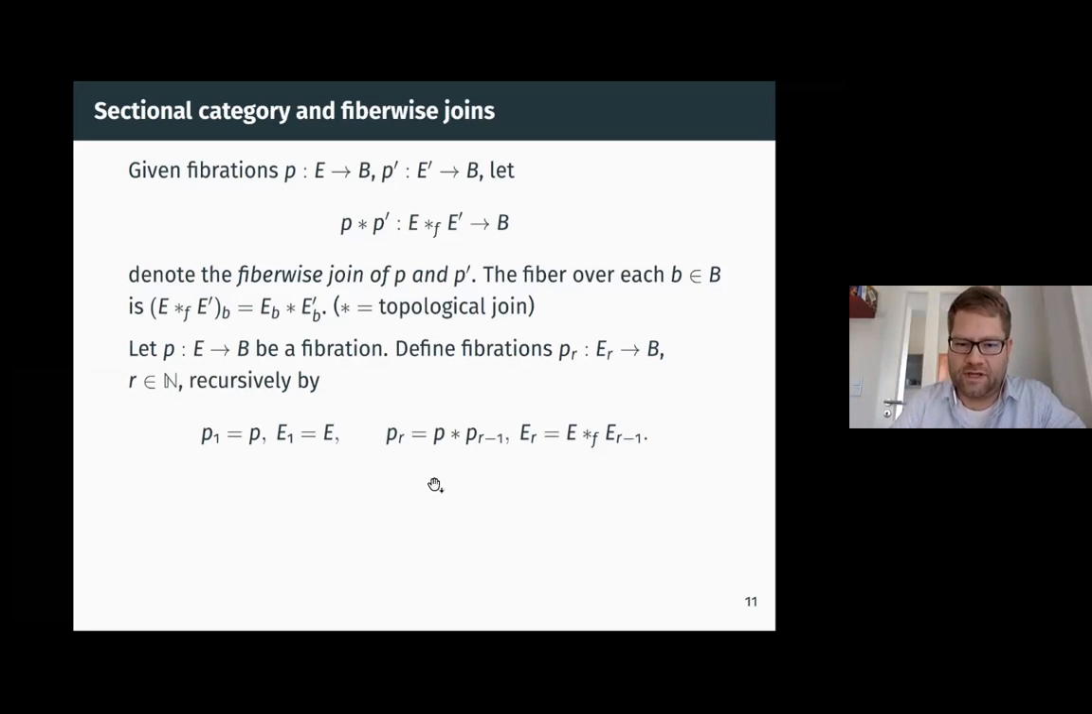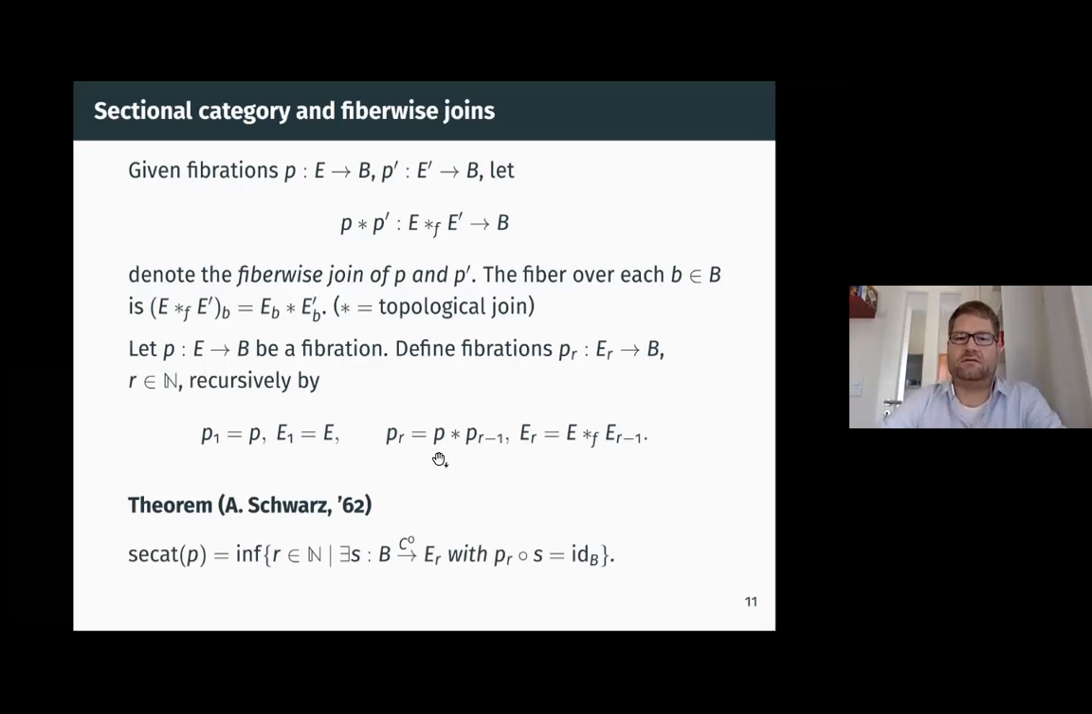I think maybe the main result of Schwarz's seminal paper on sectional category is that the sectional category of the fibration is the smallest number r such that the fibration P_r, the rth of this thing, has a global section over the whole base space, a global continuous section. So this is where these fiber-wise joins are connected to sectional category.